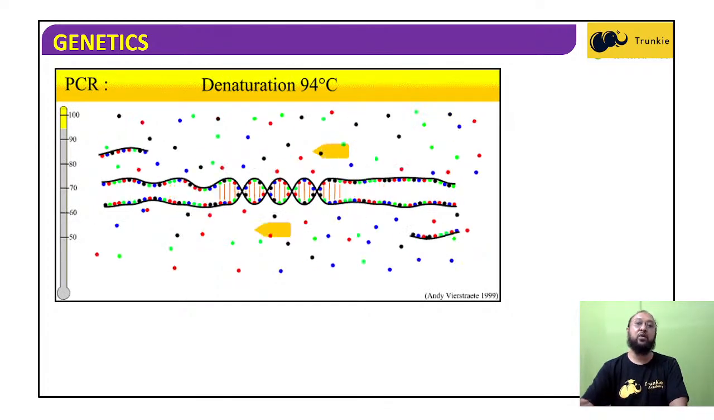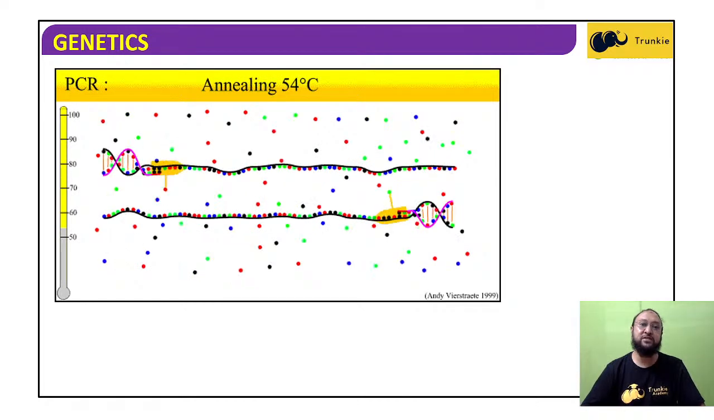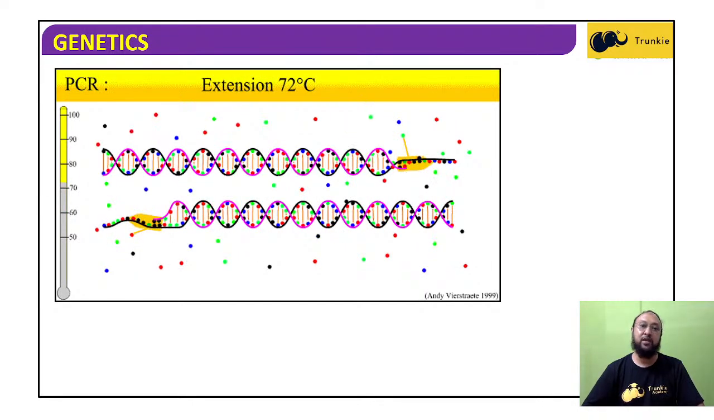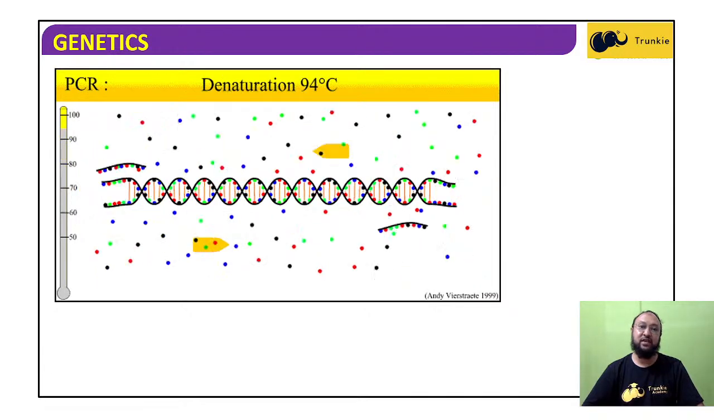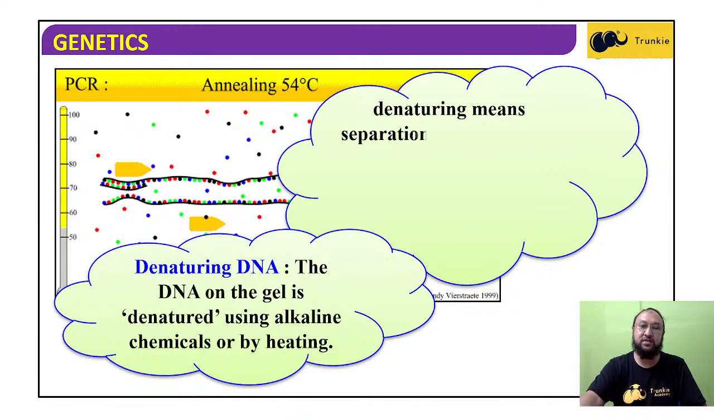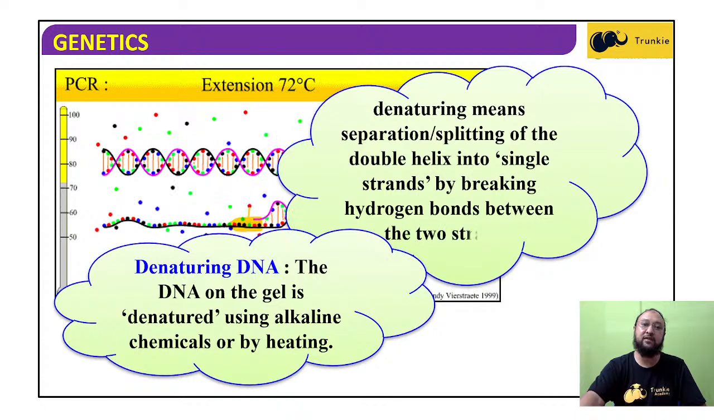As I told you earlier, in PCR first is the annealing, then the extension. This is the process. Next is denaturing: the DNA on the gel is denatured using alkaline chemicals or by heating.